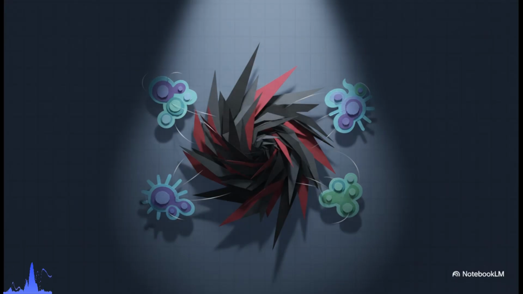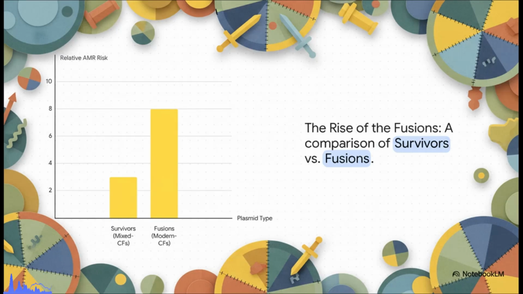But the real villains of our story emerged from a totally different evolutionary path. And this chart illustrates the point brilliantly. These fusion plasmids, these Frankenstein's monsters that have been stitched together from the parts of older plasmids, are significantly larger and they carry a much, much heavier arsenal of resistance genes.